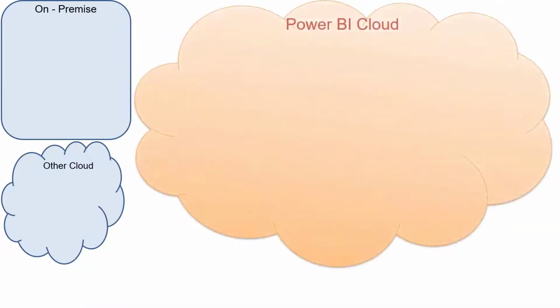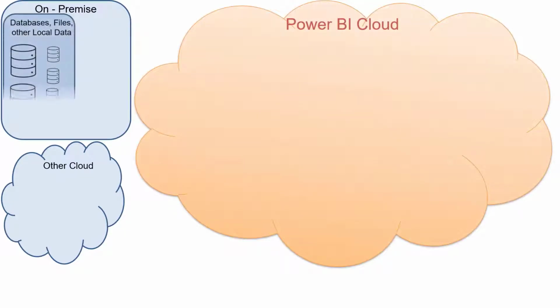So we have two places where our data may reside. As I say, our data can be either on-premise. This is a physical server inside the building. The other place you could store your data is in the cloud. Now, this could be things like Azure, Google Sheets, this sort of stuff. This is really to separate them from the Power BI cloud.